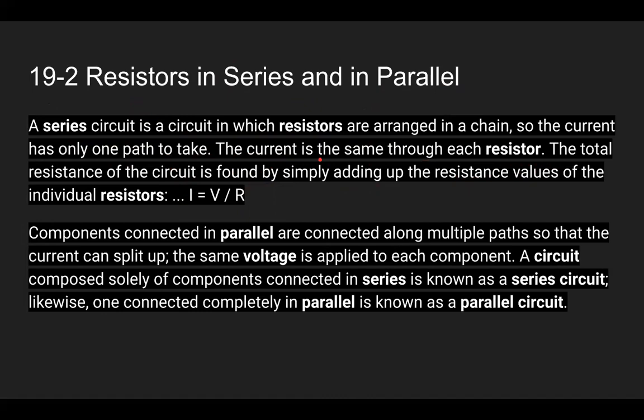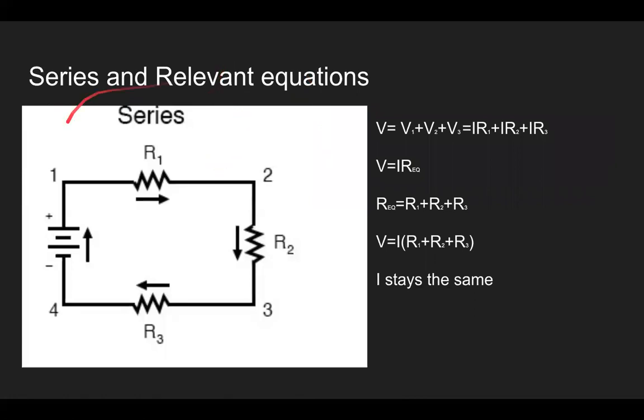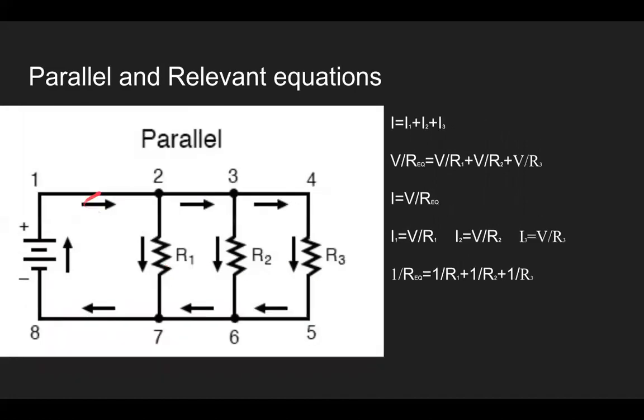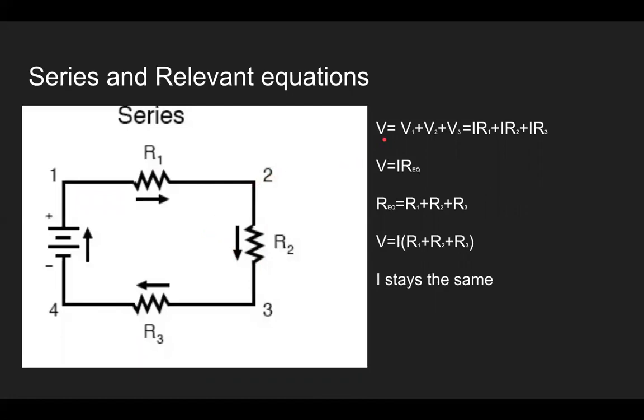All right, so the important thing is that, actually, let me show you. This is a series circuit, right? You can see how there's only one path for the current to take. All right, so the big difference between series and parallel circuits is that series has only one path, while in parallel there are multiple paths for the current to take. And because of this difference, the equations that you would use to solve for the current, the voltage, and the resistance differ.